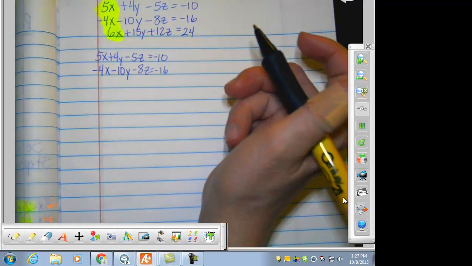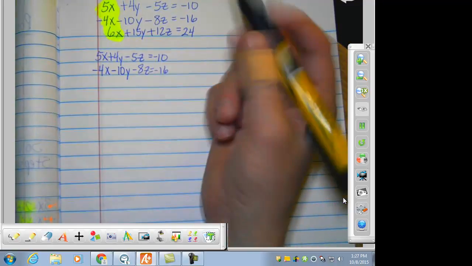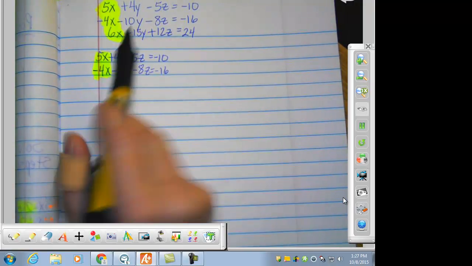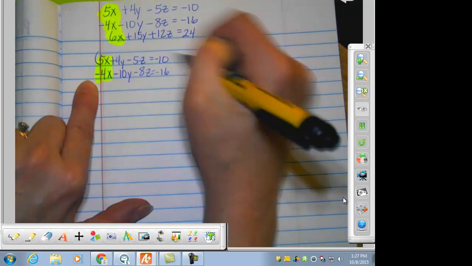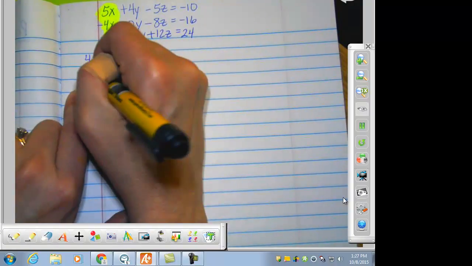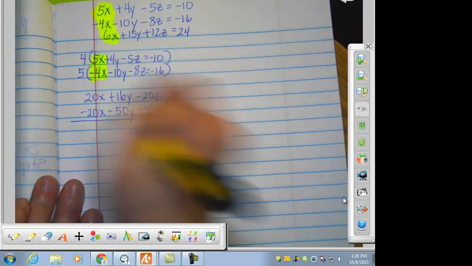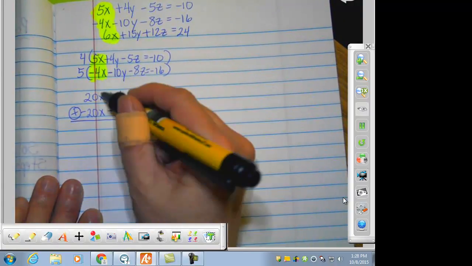And I want to eliminate something. I already said that I was trying to eliminate the x's. And the reason why I did that is I noticed here that one's positive, one's negative. So it'll be real easy to get an opposite pair. So I'm going to multiply the top by 4 and the bottom by 5. Draw our line and combine these. And the x's do go away. That's what I want.